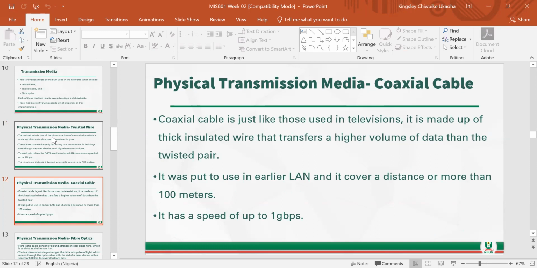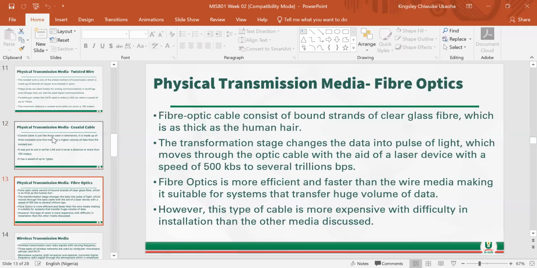The second one is coaxial cable, which is just like those used on televisions. It is made up of thick insulated wire that transfers a higher volume of data than the twisted pair. It was put in use in earlier LANs and covers a distance of more than 100 meters. It has a speed of up to 1 gigabit per second. That is coaxial cable.